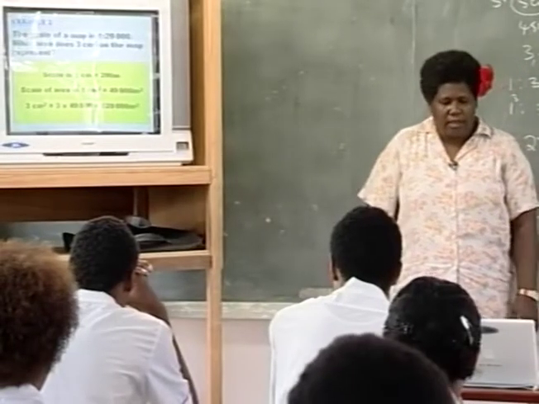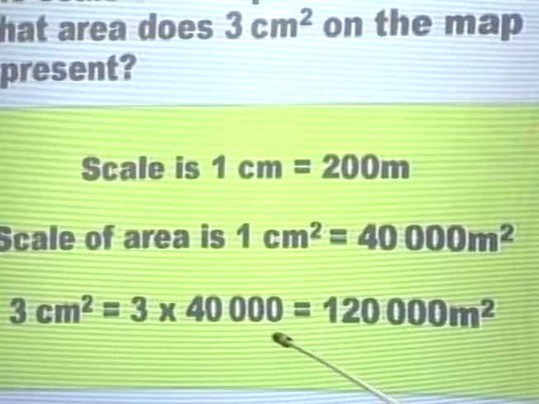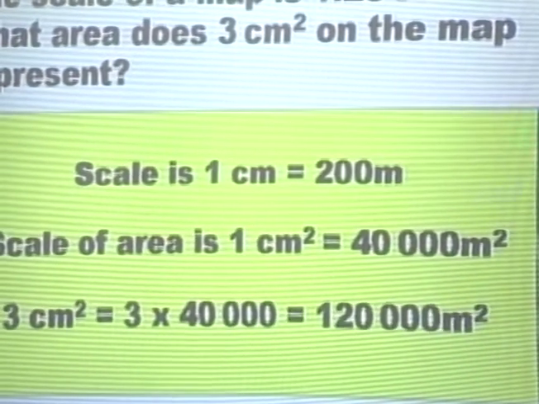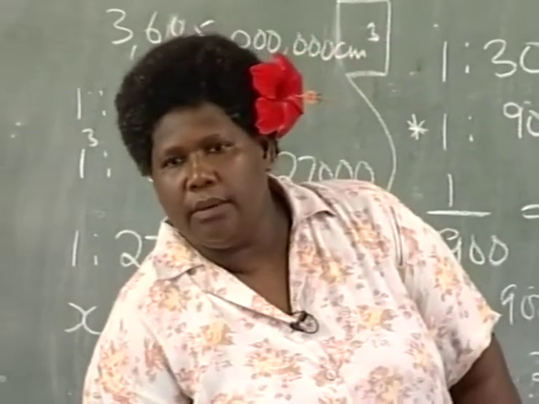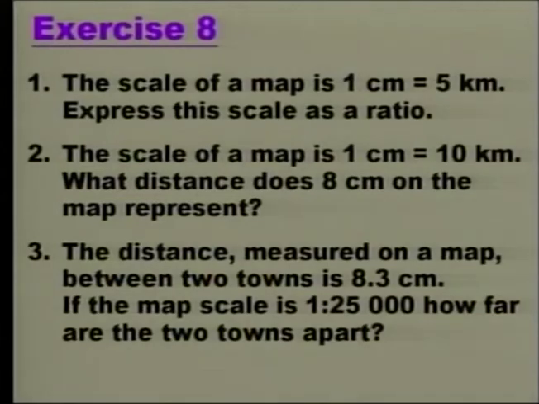And then you are asked what area does 3 square centimeters represent? Just multiply 3 by 40,000 and I get 120,000 square meters, which is, how many hectares is that? 1.2? Okay, 1.2 hectares if you want. 12? Oh yeah, 12. Okay, you do questions 1, 2, and 3. It should take you 1 minute for each.